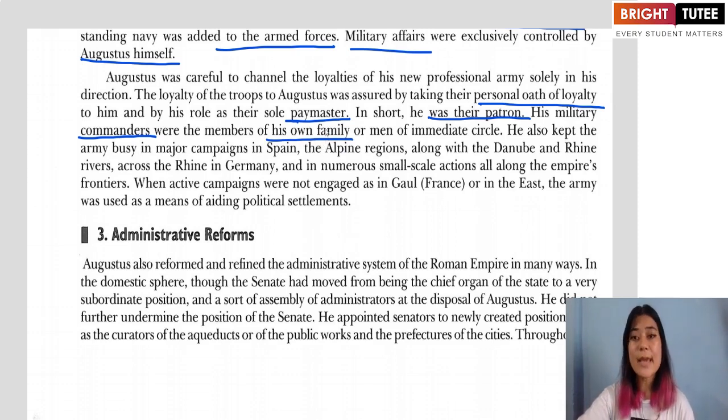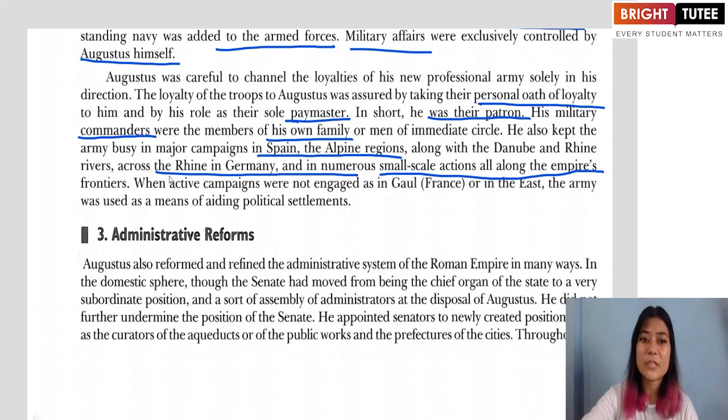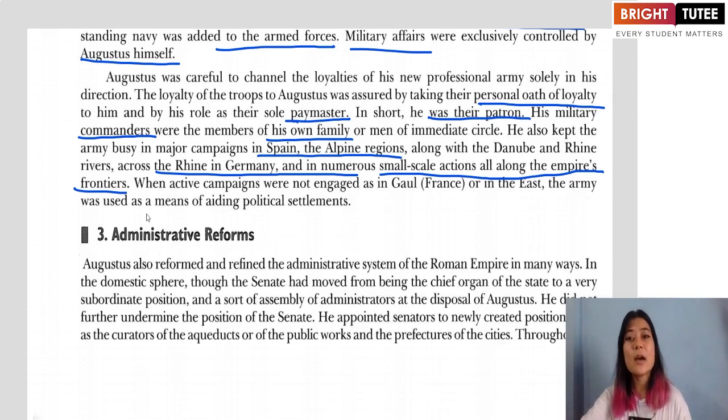He kept his army, the military force, busy in campaigns in Spain, in the Alpine regions, along with the Danube and Rhine rivers, across the Rhine River in Germany, and numerous small-scale actions all along the empire's frontiers. So these military troops were engaged in fighting the enemies, in invading the neighbors in the northern part of Europe, as well as in the other parts across the frontier of the Roman Empire.